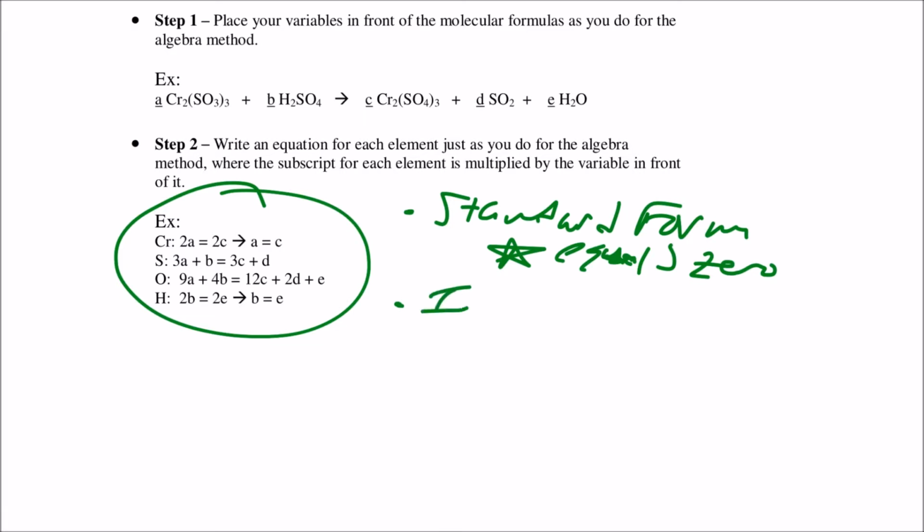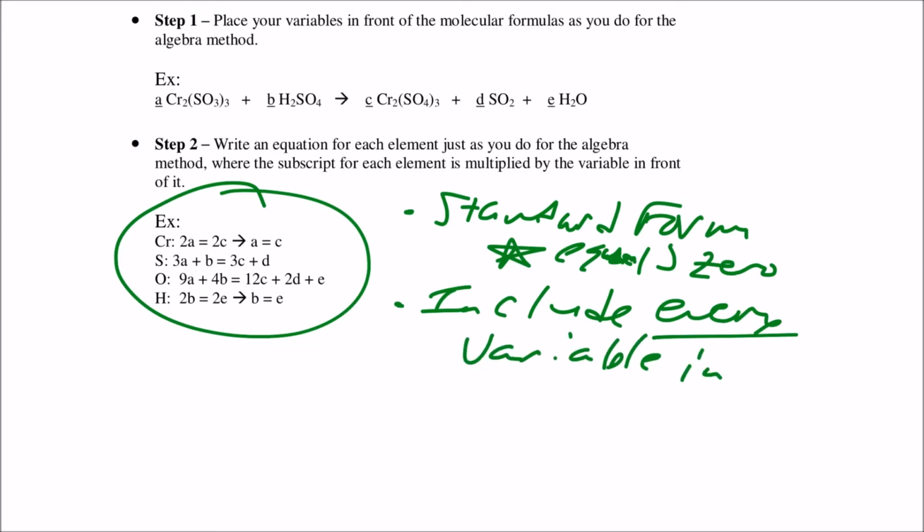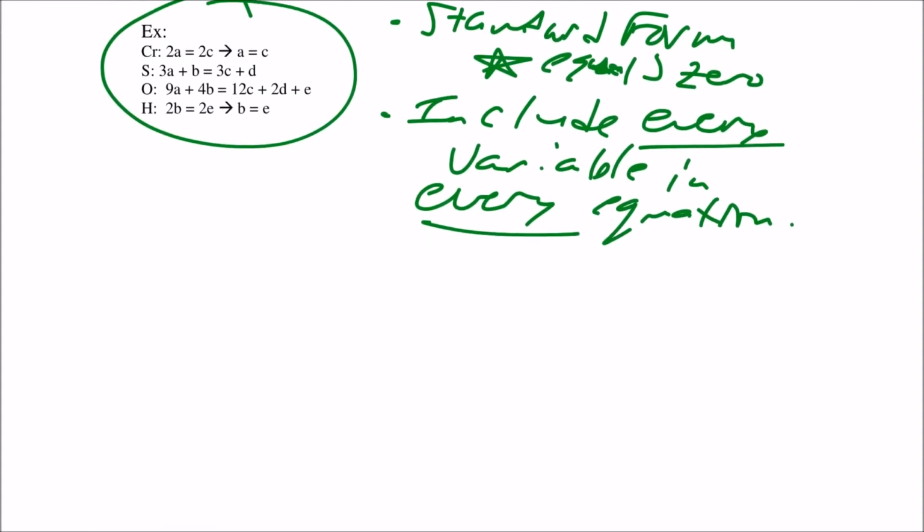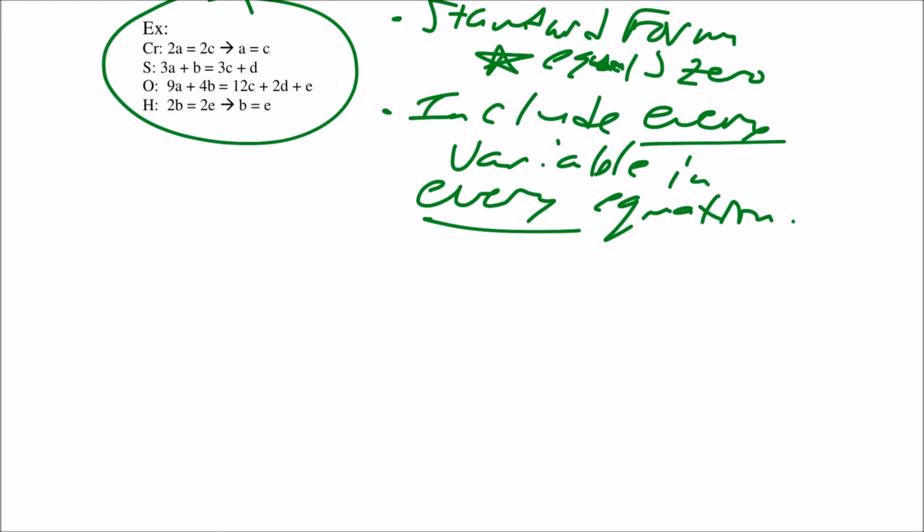And we include every variable in every equation. Let's get an example of what that might look like, okay? And whatever order you write it in, that's the order that you need to write it in the entire time. And by order, I mean like A, B, C, D, okay? So let's see. We're going to write chromium's equation together.